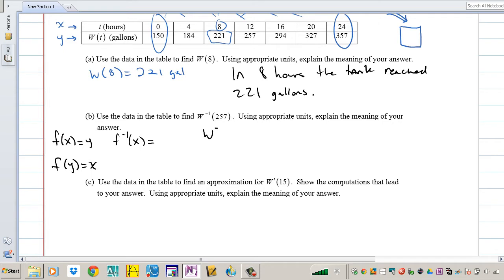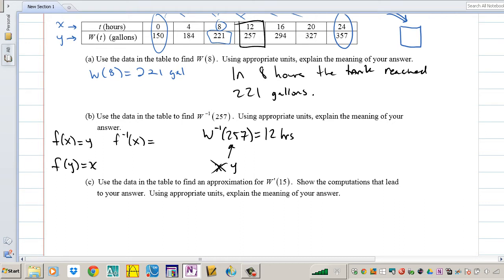So W inverse of 257. This is no longer an x. That is a y value. And we want to know what x value corresponds to 257. I look at my table and I see 257 corresponds to 12 hours. So it's 12 hours.